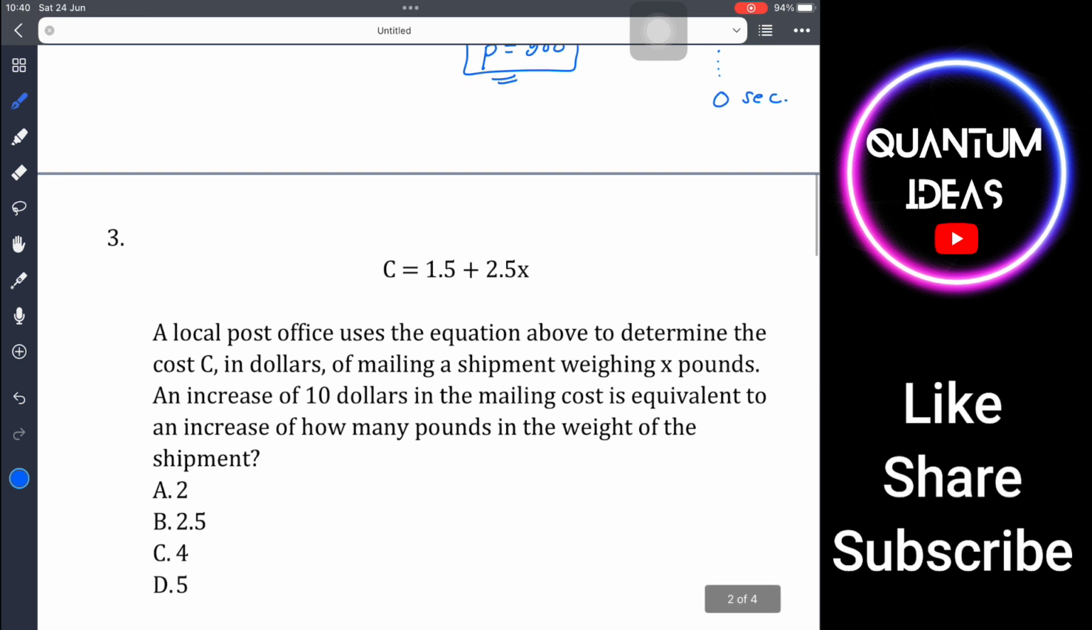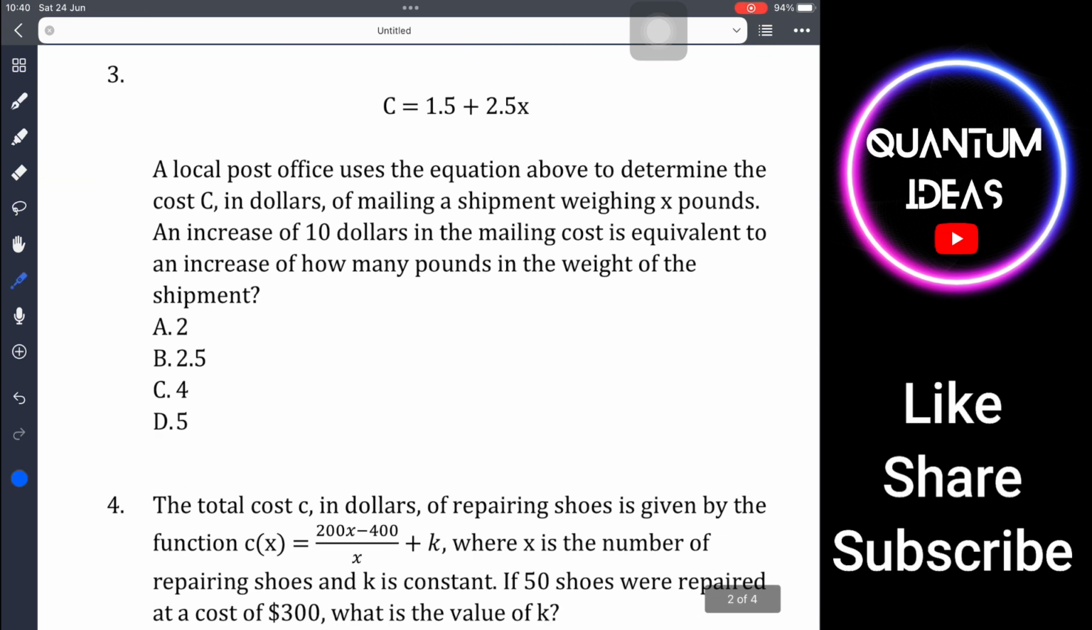So let's go to the next question, number 3. C equals 1.5 plus 2.5x. A local post office uses the equation above to determine the cost C in dollars of mailing a shipment weighing x pounds. So this C is the cost in dollars, and x is the weight in pounds.